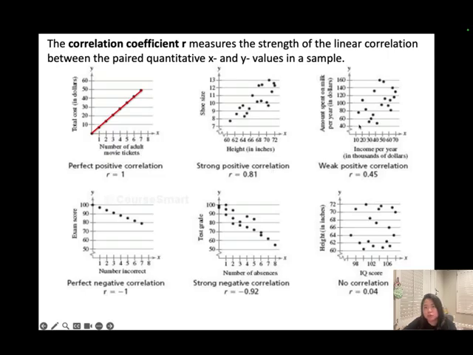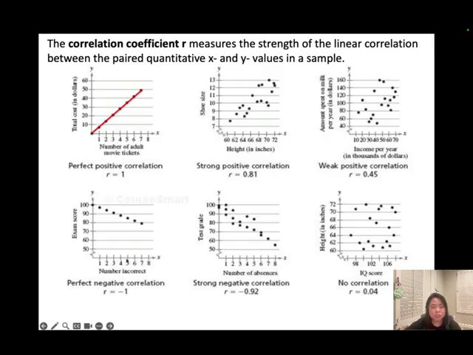Last one, I can still draw the straight line here, but obviously not all the points are really close to this straight line. And the direction is still increasing, so this is a positive slope. Look at r, it is equal to 0.45. So we're going to call this a weak positive correlation.